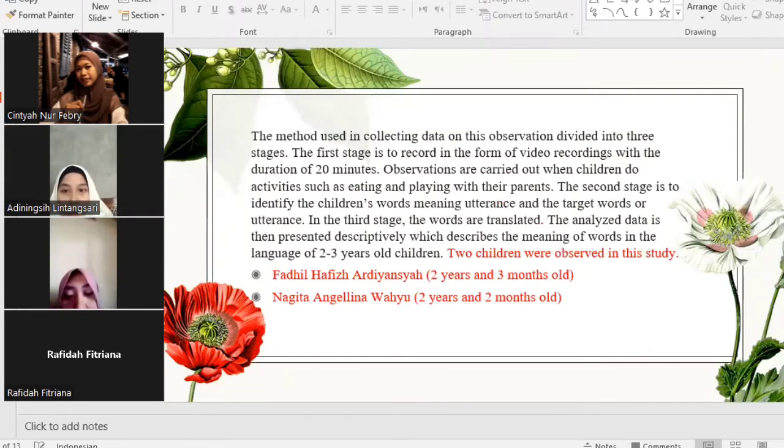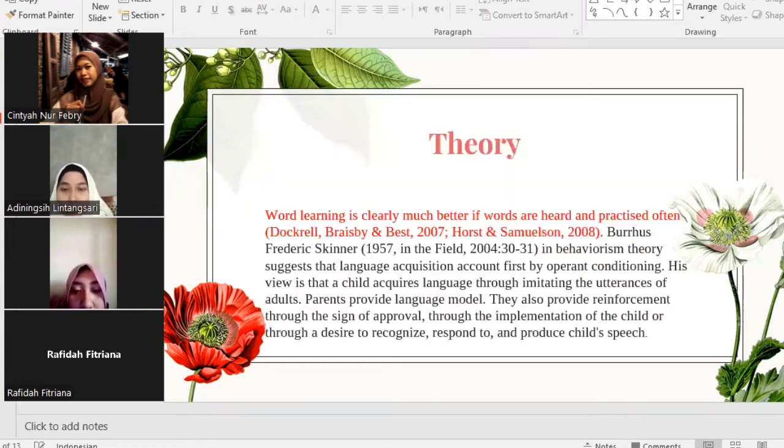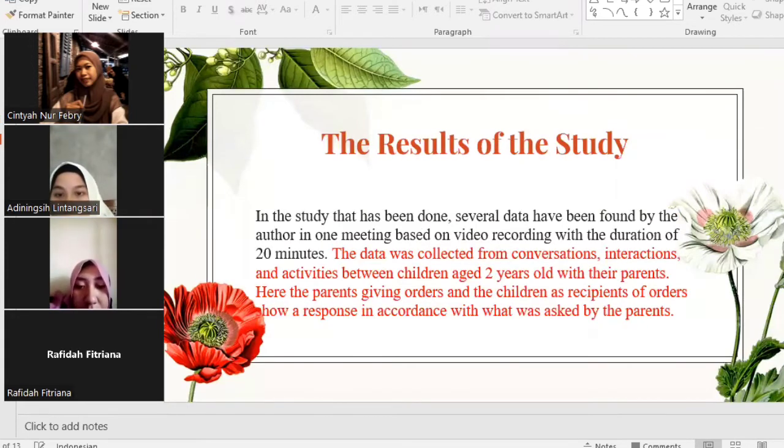Two children were observed in the study. There are Fadil Hafiz Ardiansyah, 2 years and 3 months old, and Nagita Angelina Wahyu, 2 years and 2 months old. Next slide. Theory. Word learning is clearly much better if words are heard and practiced often, by Dockrell, Brisby, and Best, 2007, and Horst and Samuelson, 2008. Next slide, please.